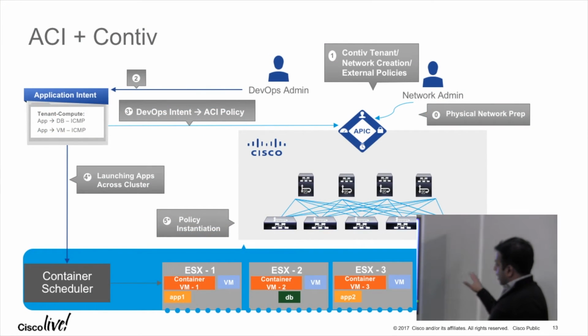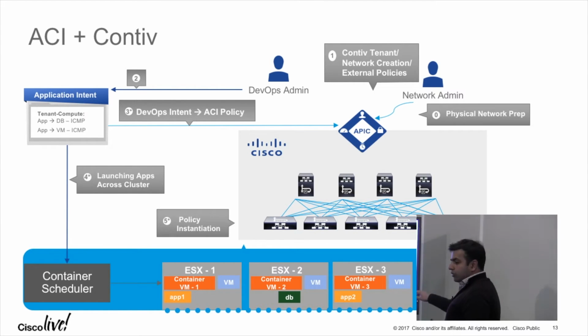Okay, so this is our demo topology. Quickly walk you through this. I have VMs running on my ESX cluster, and what I'm doing is spinning up pods using a Kubernetes cluster. I've got app 1 and app 2 as 2 pods from the app endpoint group, and I've got a DB pod from the DB group.